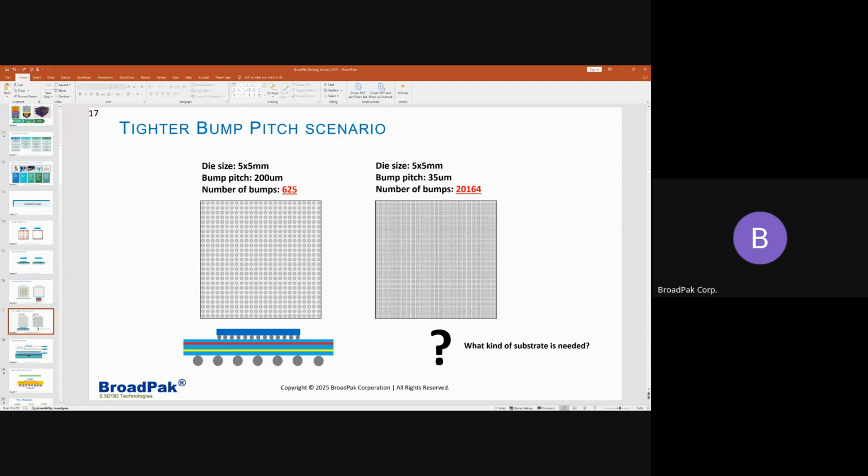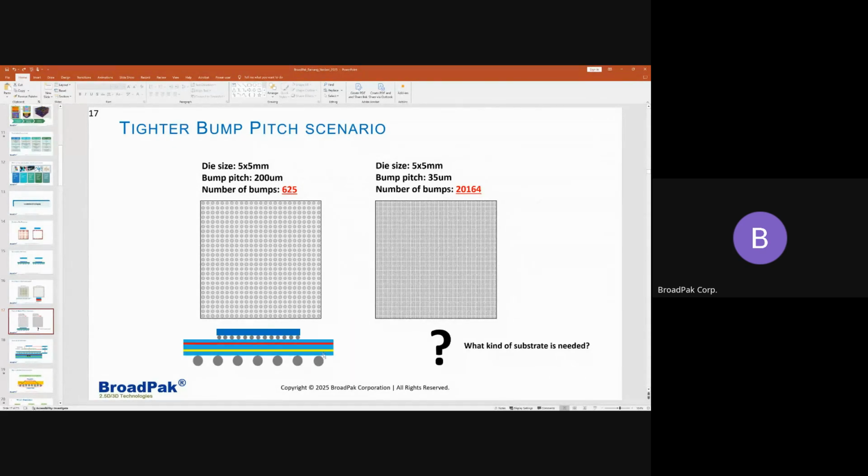For example, let's take a look at some of the tight pitch scenario. Assuming that you have a 5 by 5 millimeter die, with a bump pitch of 200 micron, you get around 625 bumps on this die. However, if you shrink the pitch to 35 micron, you have almost 20,000 bumps. Massive. But the thing is that if you're at 35 micron, how are you going to package it?